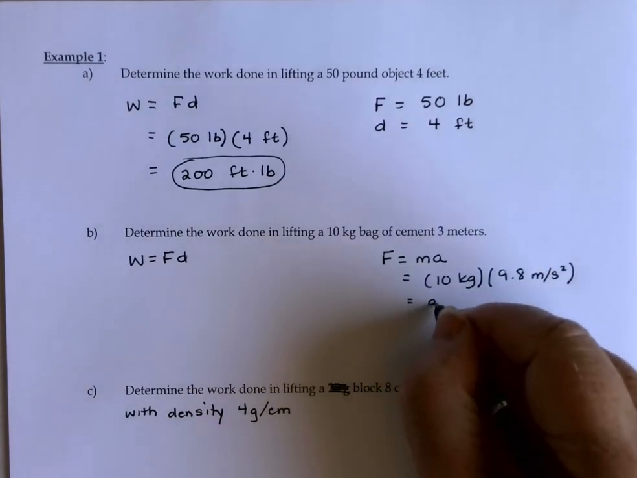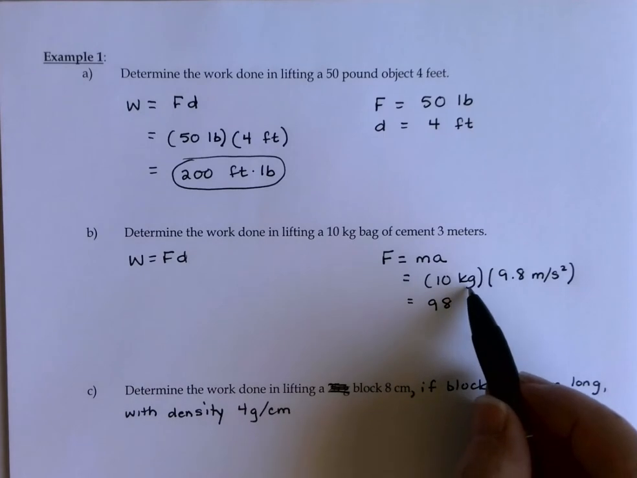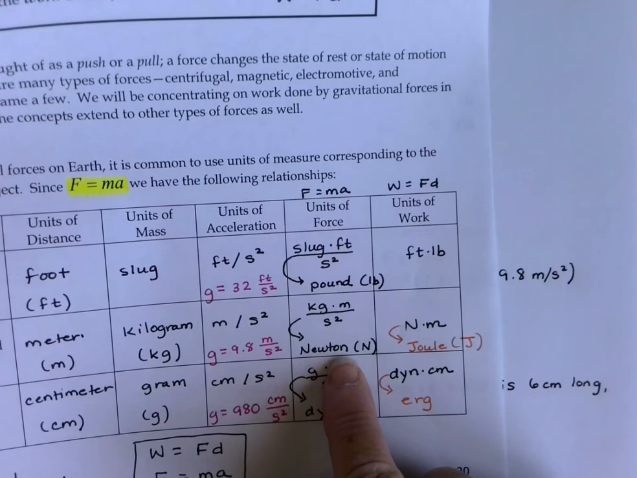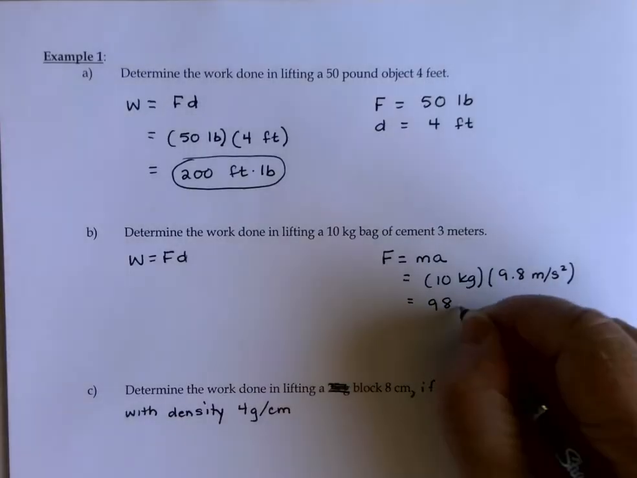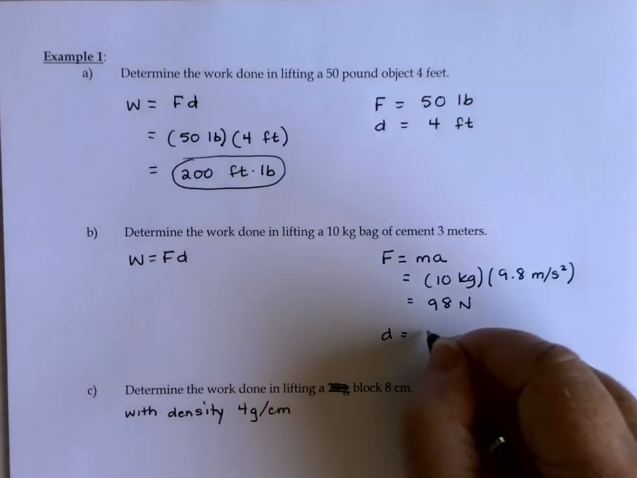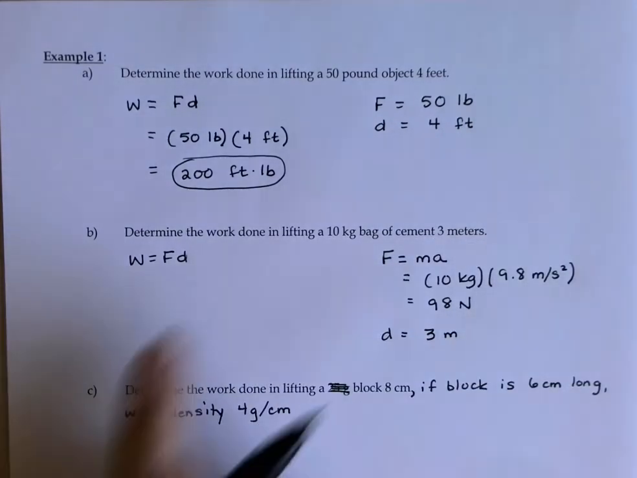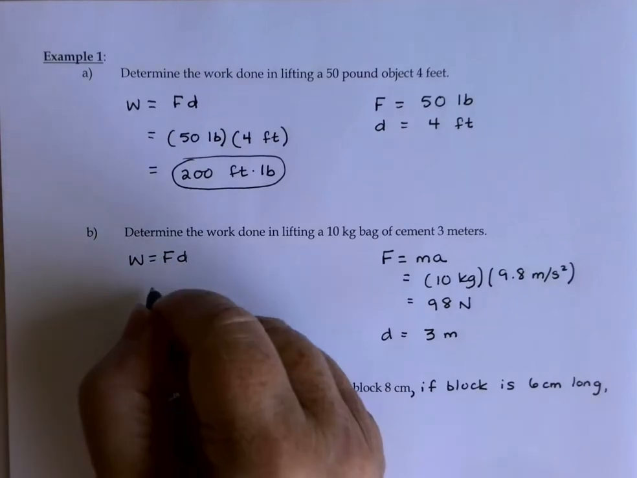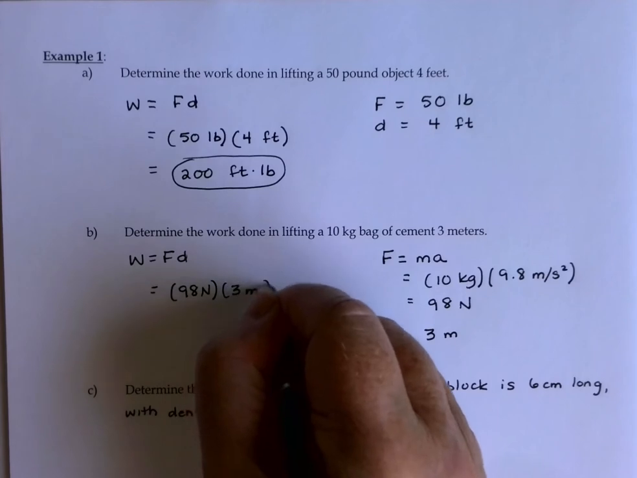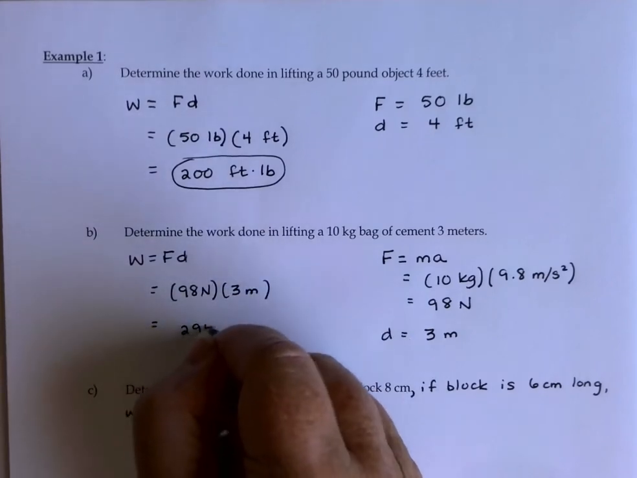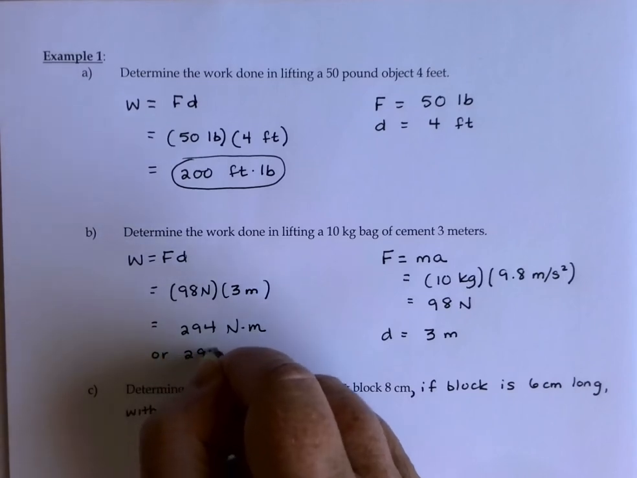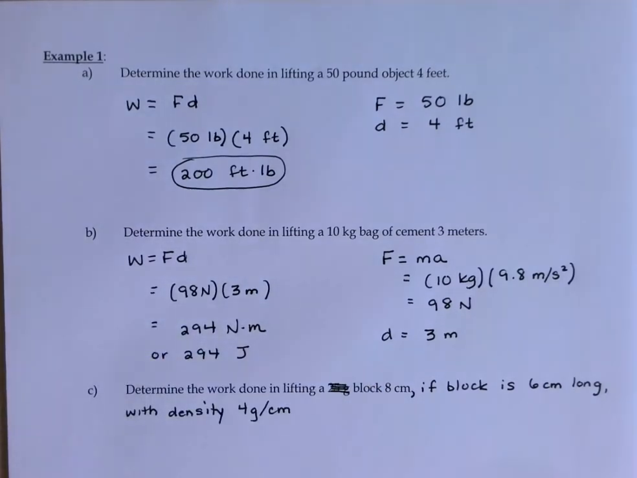And so multiplying there gives me 98. And instead of writing out that big kilogram meter per second squared, I'm just going to use the fact that that really is the Newton. So there's my force. Distance, they did, thank goodness, give me 3 meters. And now I've got both F and D to plug into my work equation, giving me 294 Newton meters, or I could write that as 294 joules, means exactly the same thing.